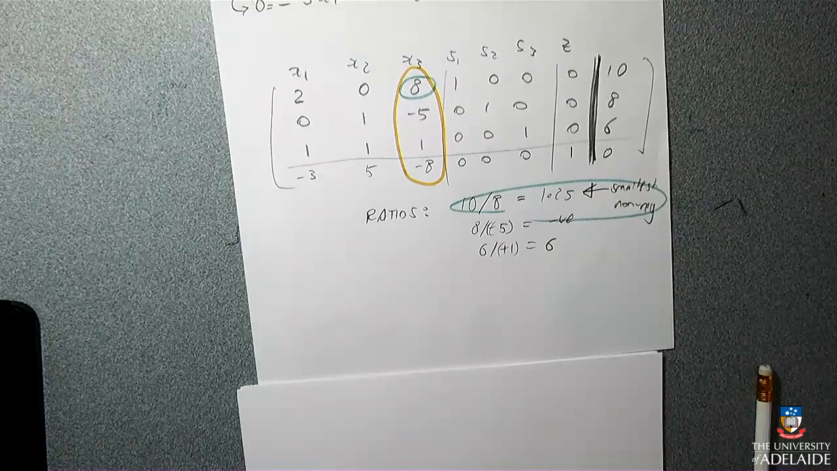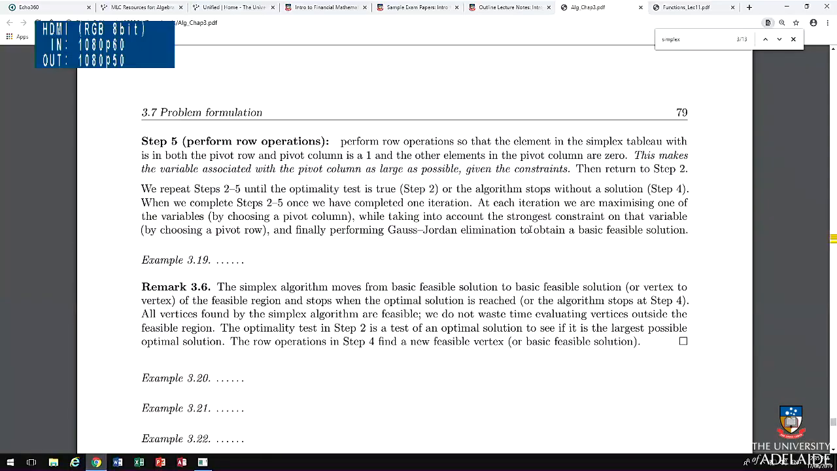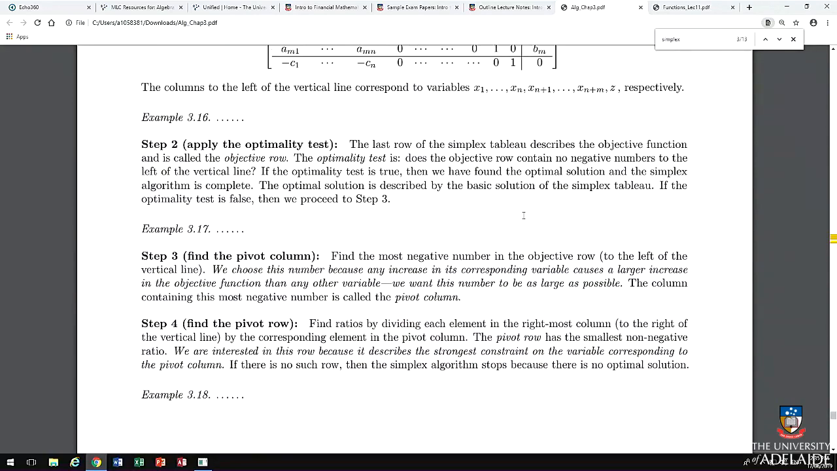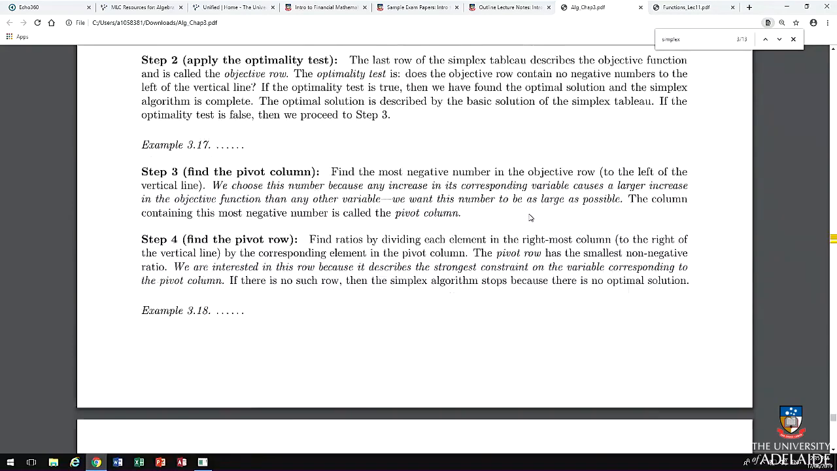Perform row operations so that the element in the simplex tableau, which is in both the pivot row and the pivot column, that would be that 8 there that I found, is a 1, and the other elements in the pivot column are 0. Then return to step 2, which was choosing a pivot, applying the optimality test.